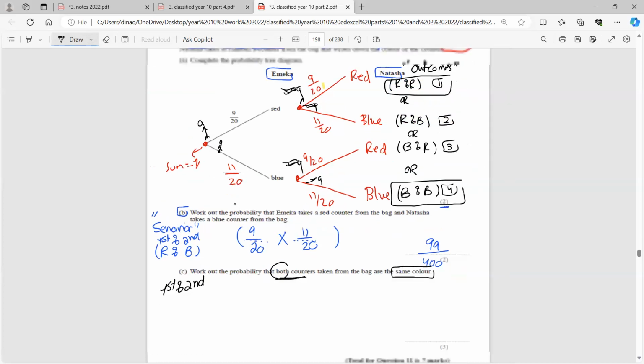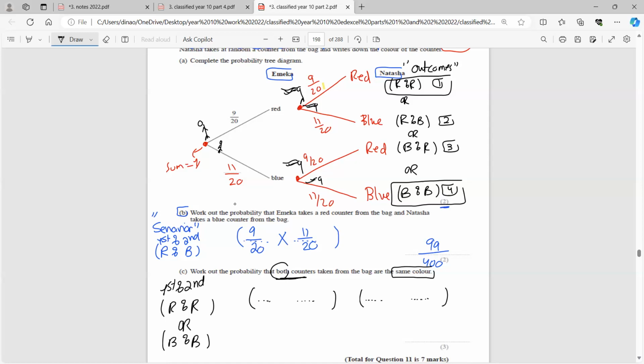Let's write them down here in my scenario part. The same colors would be 2 options: red and red, or blue and blue. These are my options. This is my scenario: 2 options with 2 brackets. Then letters are removed and replaced by probabilities. Every "and" is changed into multiplication, and every "or" is changed into addition.